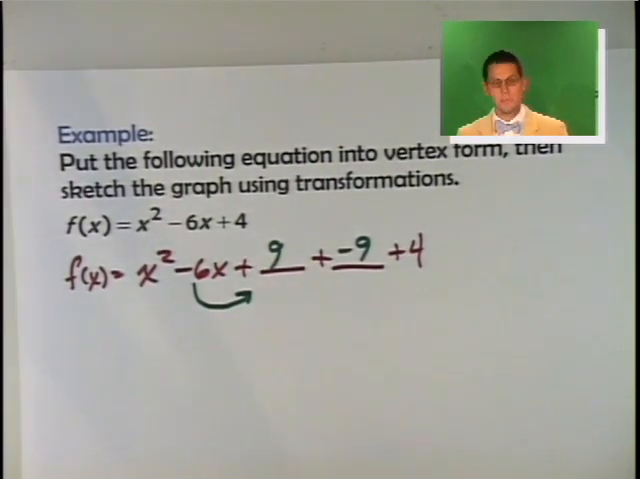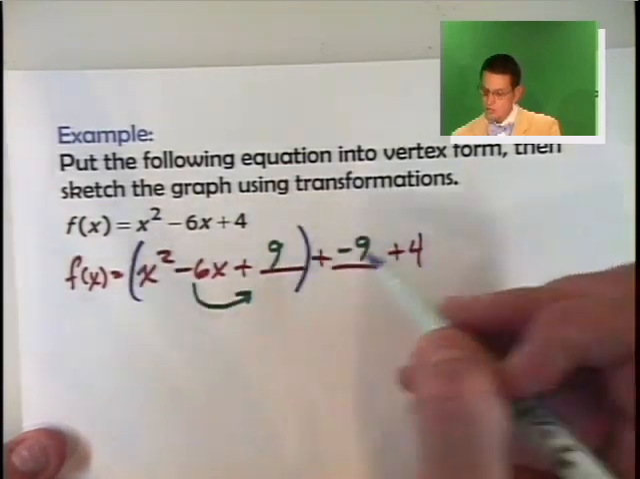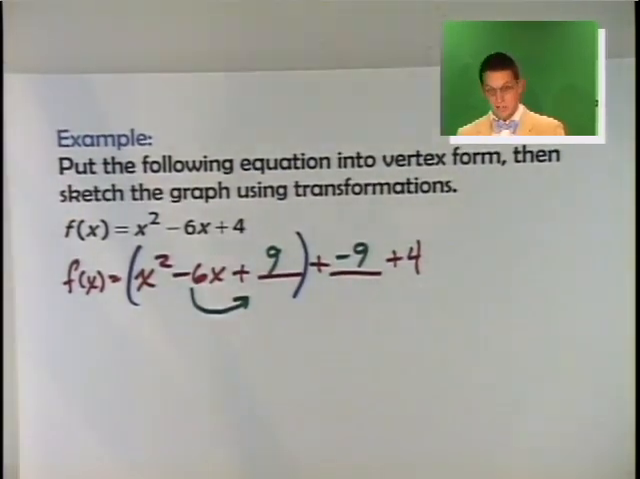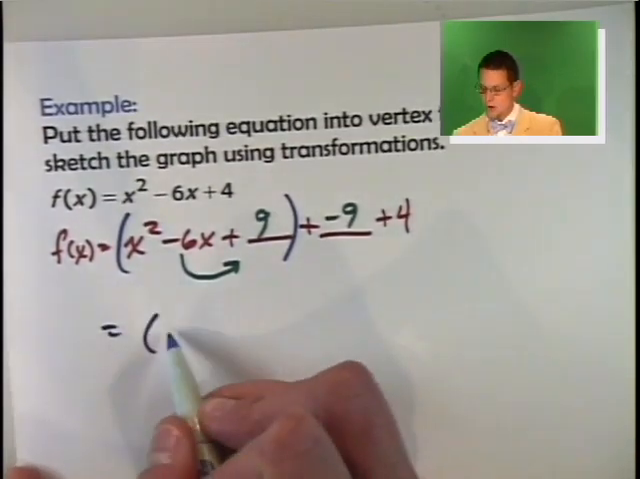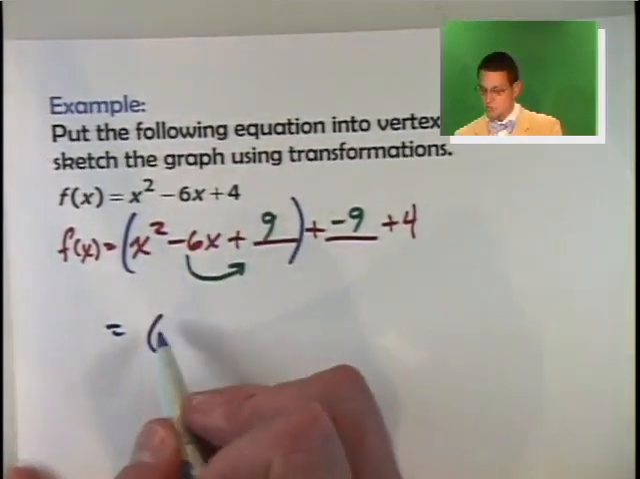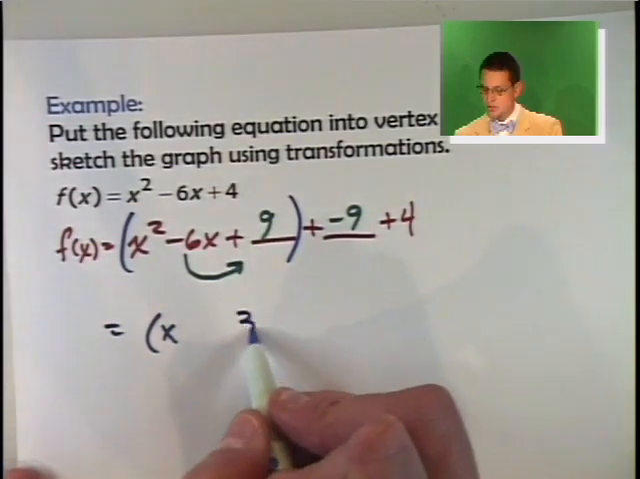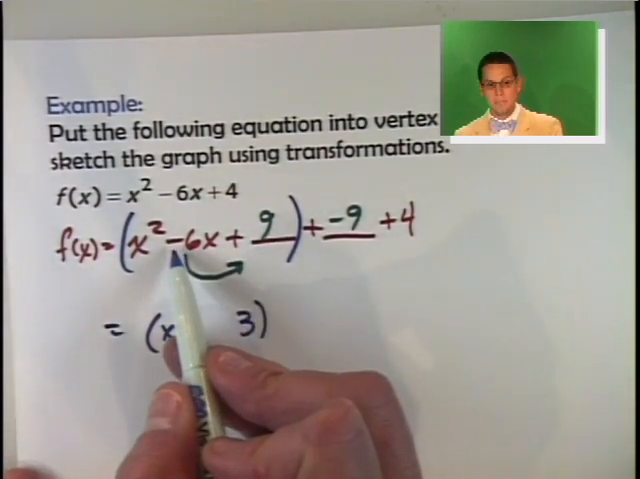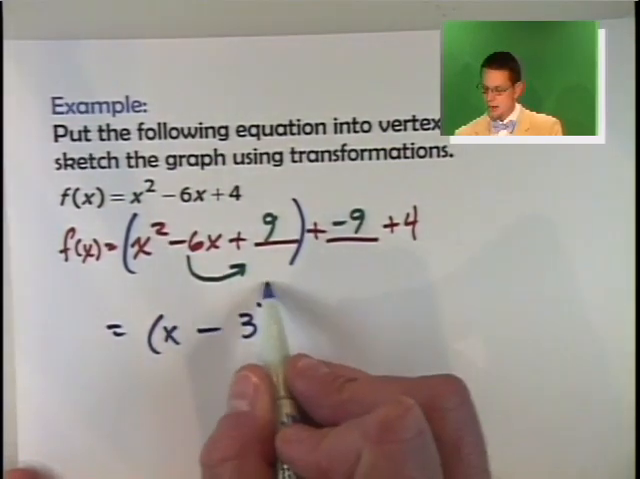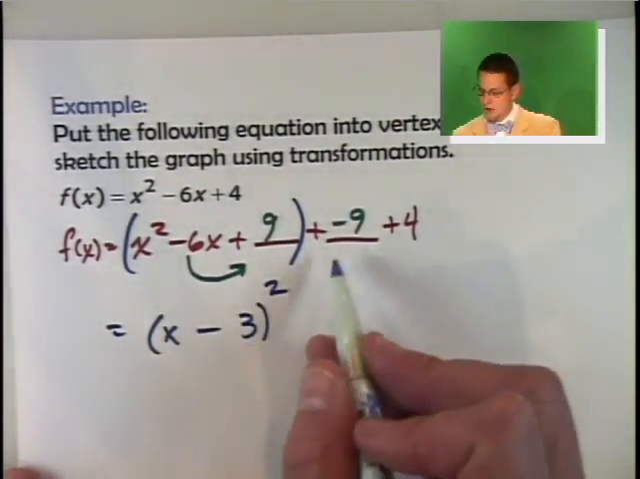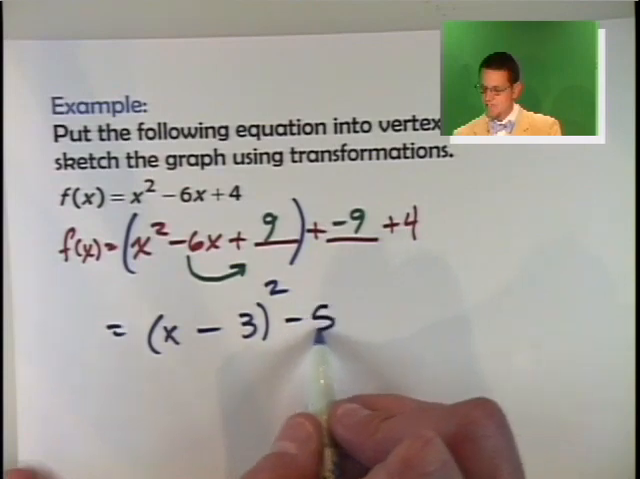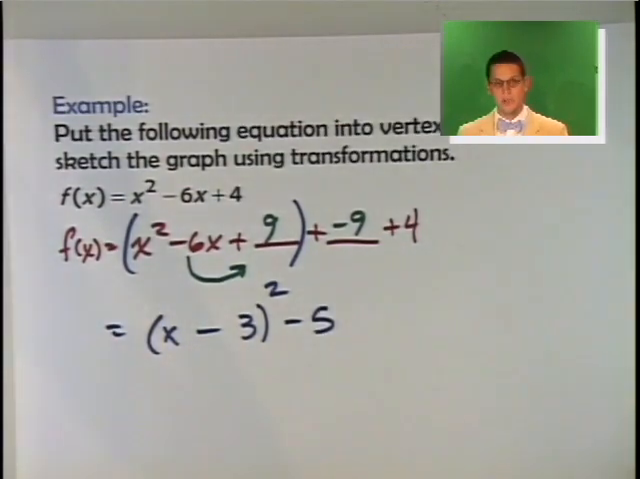So now what we'll do is we will associate the first 3 terms together. And again, if you did that correctly, you've created a perfect square trinomial, which will factor into a binomial squared. Square root of x squared is x. Square root of 9 is 3. And we take the sign of the middle term, which is negative, and it'll be that squared. And you could check by expanding it out. Negative 9 plus 4 is negative 5. So this is vertex form.